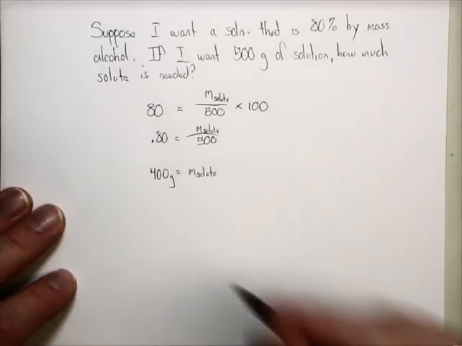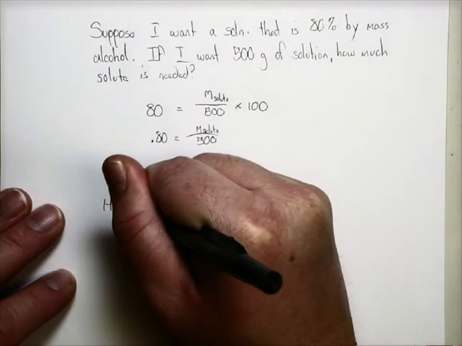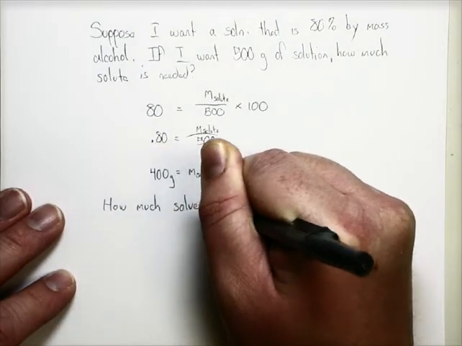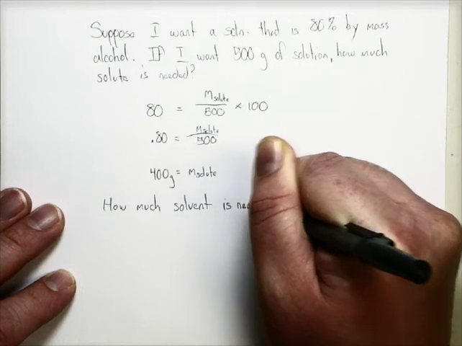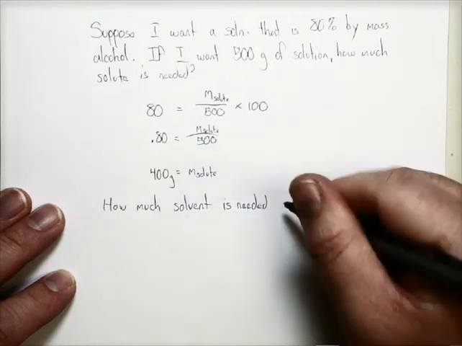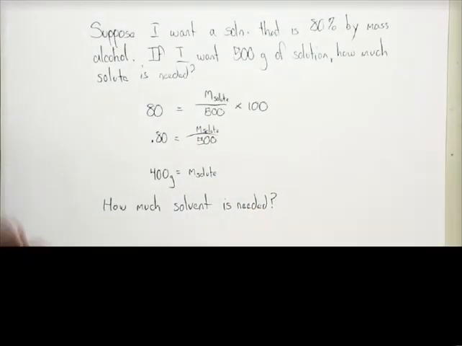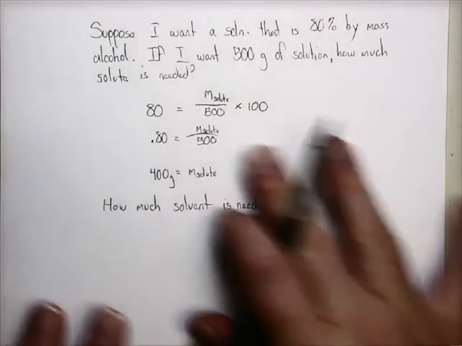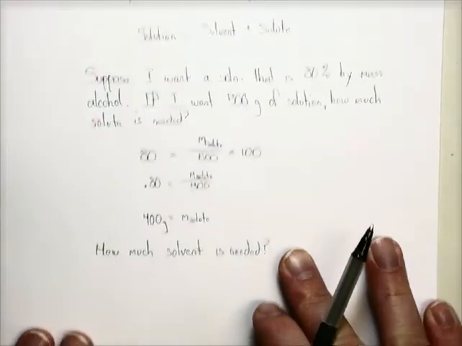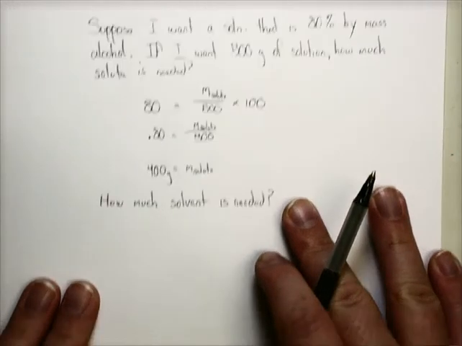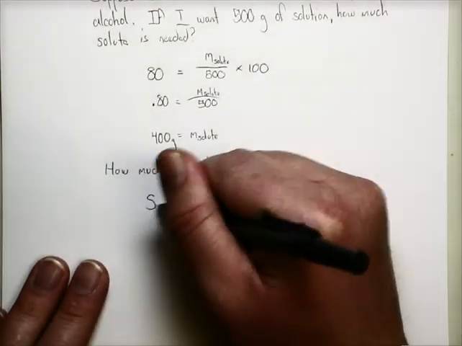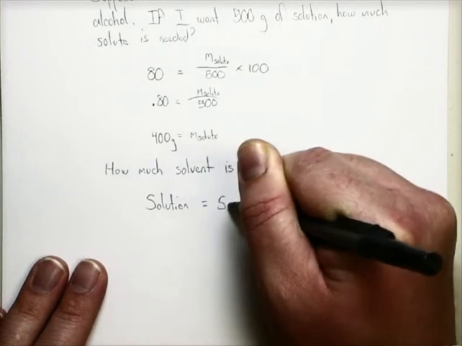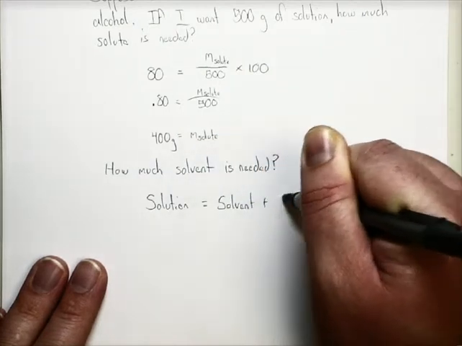Now, let's ask a related question. Given the same situation, how much solvent is needed? So we know in this situation that I need 400 grams of solute, but how much solvent do I need? Well, this is where our second equation comes in handy. The amount of solution is the amount of solvent plus the amount of solute.